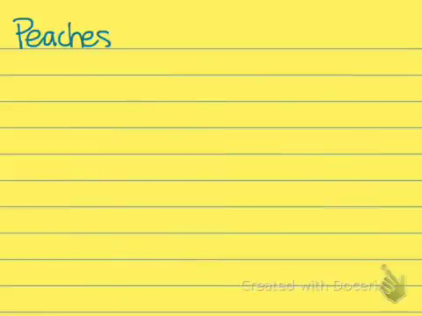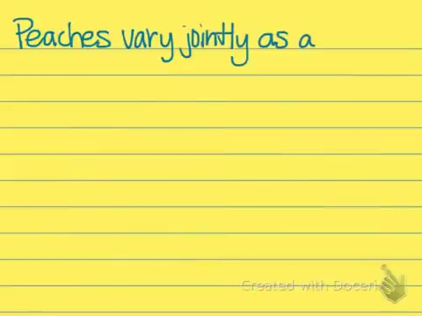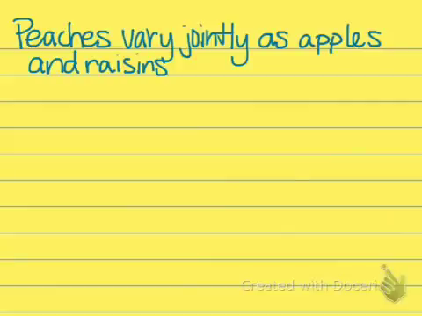So now let's talk about what happens when you have varying jointly. Peaches vary jointly as apples and raisins. Jointly is kind of the same thing as saying directly, except that you have more than one thing. So peaches vary jointly as apples and raisins. It's just saying that you have two things that are varying directly. So apples and raisins multiplied by K is equal to P.